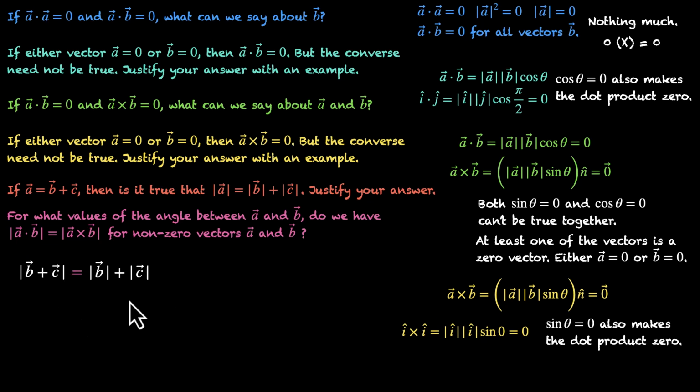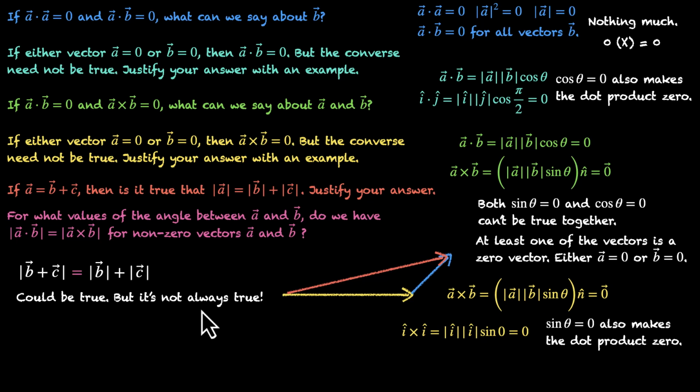Let's try visualizing these two vectors. If we have two vectors B and C, let's say we put them here like this. This yellow one is B vector and this blue one is C vector. Where's B plus C? By triangle law of addition, B plus C is this orange vector. Now let's look at the magnitudes, which means let's look at the sides of this triangle. We can see that the sum of these two sides is always greater than this third side, which means the magnitude of B plus magnitude of C will always be greater than or equal to the magnitude of B plus C. So this is not always true. In fact, we have just seen the scenario where this is definitely not true. So this could be true, but it's not always true.